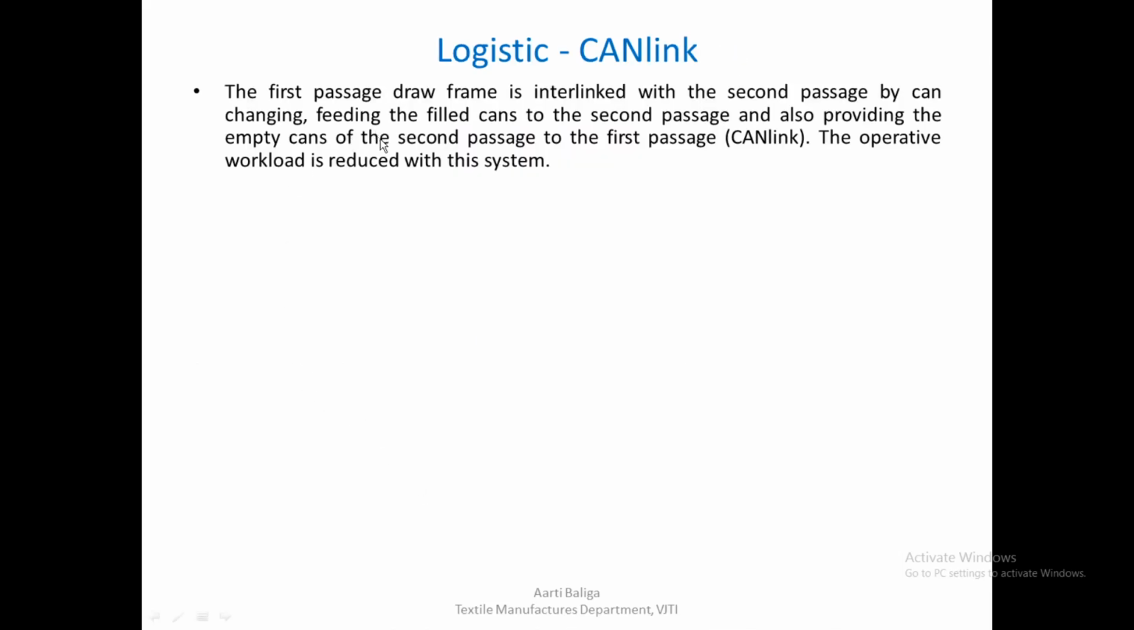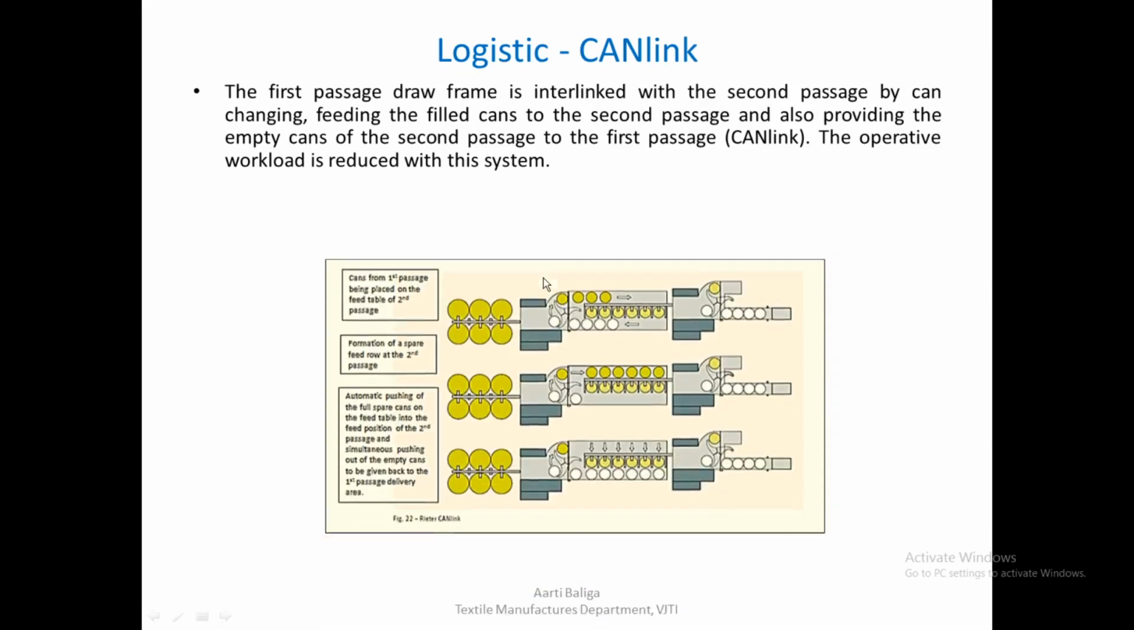So there's one more logistic that is there, which is known as the can link. The first passage of draw frame, suppose there are two passages of draw frame, is interlinked with the second passage by can changing, feeding the filled cans to the second passage, and also providing the empty cans from the second passage to the first passage. So this entire system is called a can link. The operative workload is therefore reduced with this kind of a system. So let us see how this works.